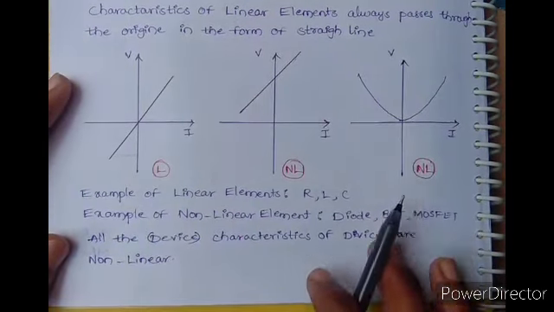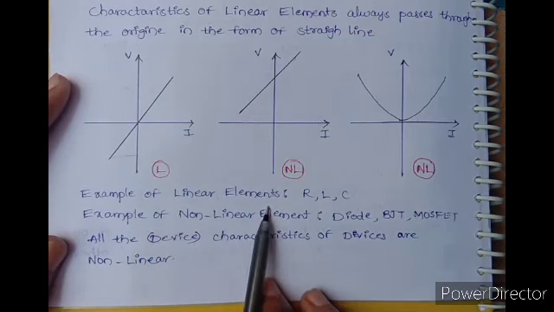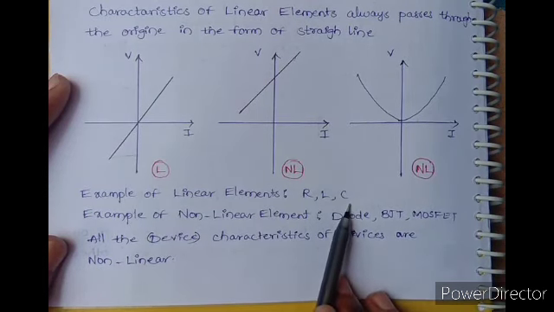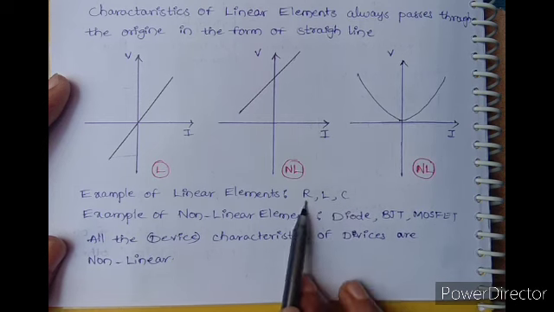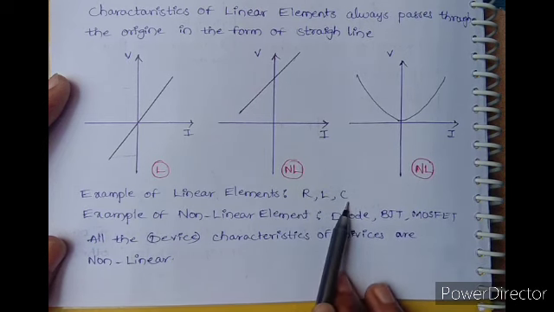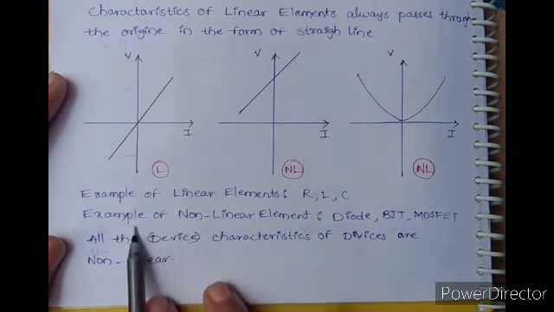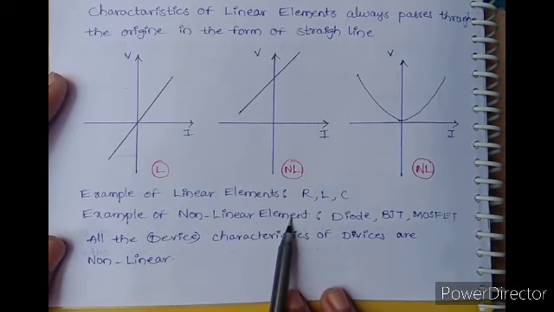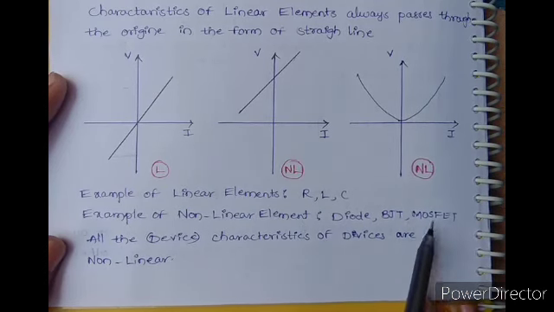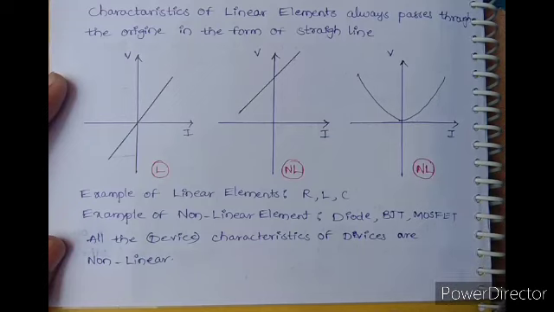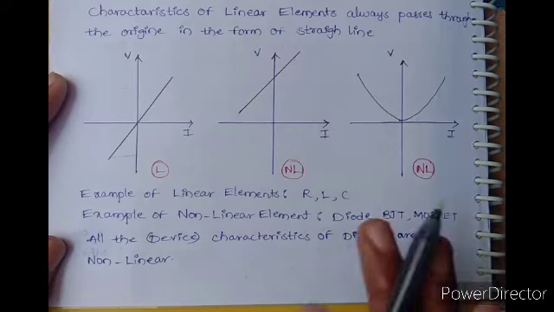Now look at the example for the linear elements. RLC elements are the linear elements. That means resistor, inductor, capacitor are linear elements. And the examples of non-linear elements are diode, BJT, MOSFET. That means all the device characteristics are non-linear elements.